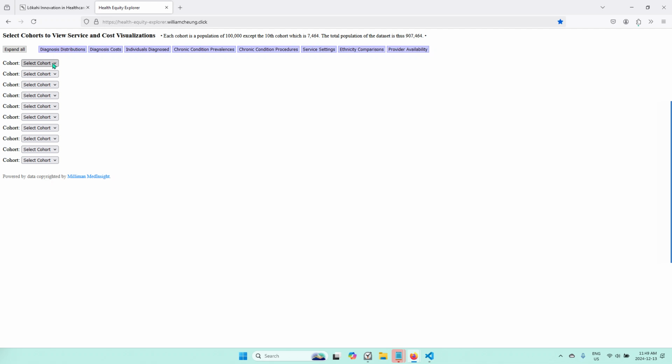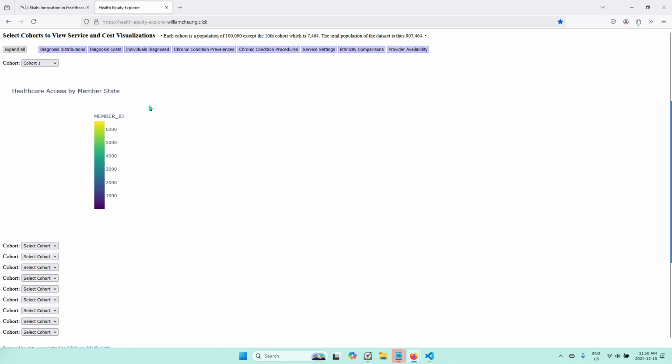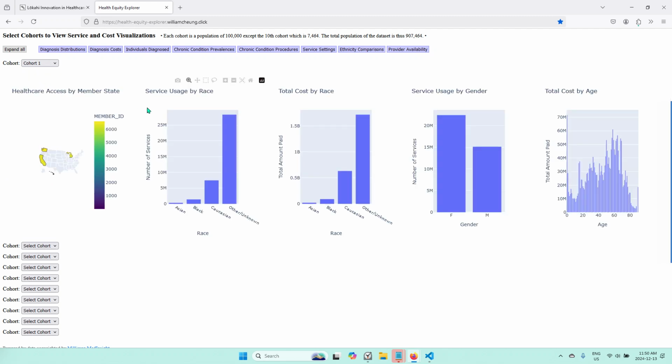So how you use this Health Equity Explorer app is there are 10 drop downs here, one for each cohort. So you select the cohort you want to see the data visualizations for, and it's going to load the visualizations. For example, healthcare access by member state. So this data is for these states here, and you can look at the service usage by race, total cost by race, usage by gender, total cost by age.